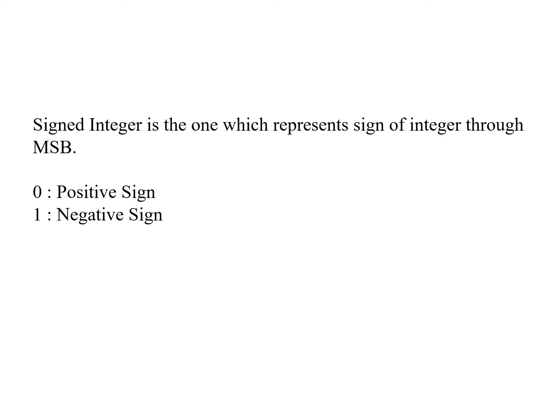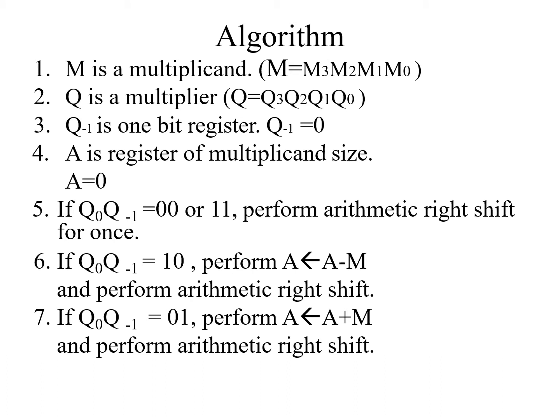Booth's algorithm is used when two signed integers are multiplied. A signed integer is one in which the MSB, that is the most significant bit, is used for sign representation. When it is 1, it represents a negative sign. When it is 0, it represents a positive sign. Now coming to Booth's algorithm.